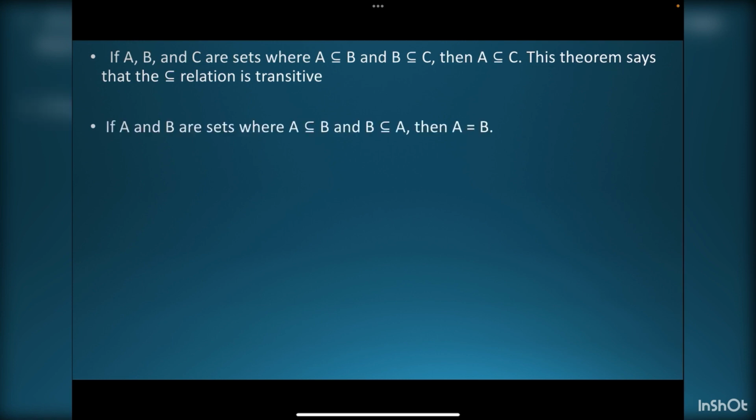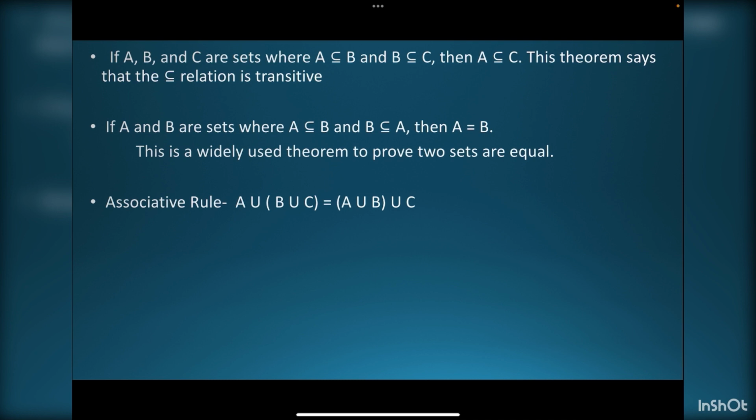Now, the next law is a very important law that is used in multiple places where we are going to prove the equality of two sets. Now, what is the law? If A and B are sets where A is a subset of B and B is a subset of A, then A has to be equal to B.